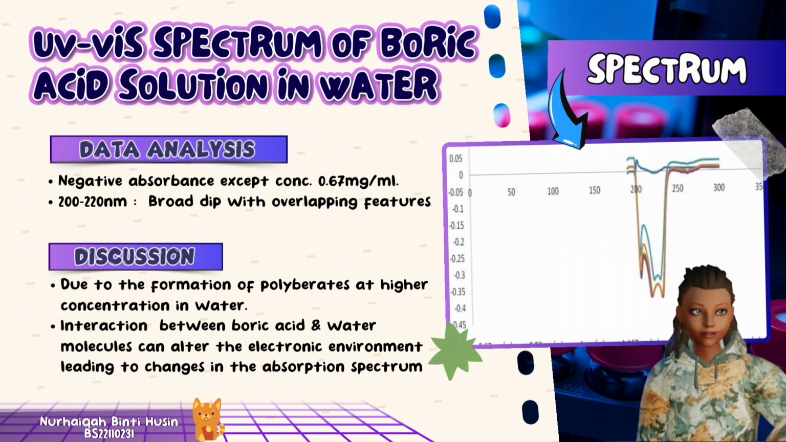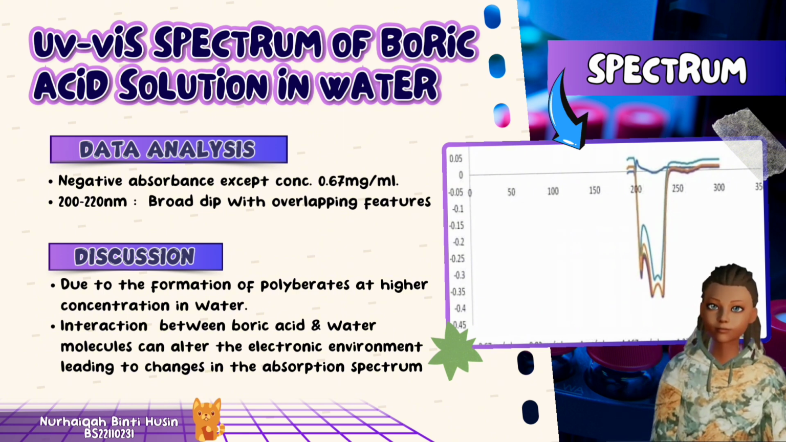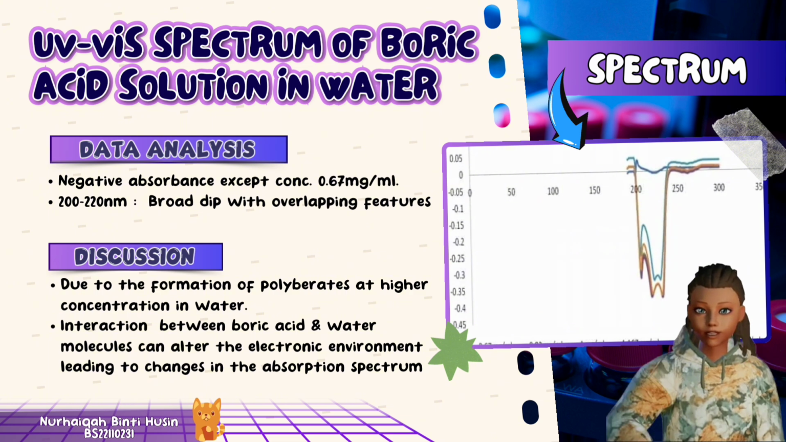Based on the UV-vis spectra, aqueous boric acid solution gave negative absorbance in its UV-vis spectrum except for the concentration of 0.67 mg/ml. This is most likely due to the formation of polyborates at higher concentrations in water and thus gave a negative absorbance at higher concentrations.